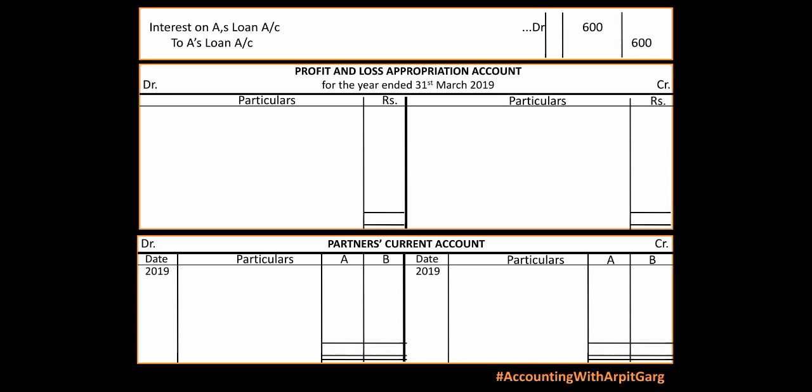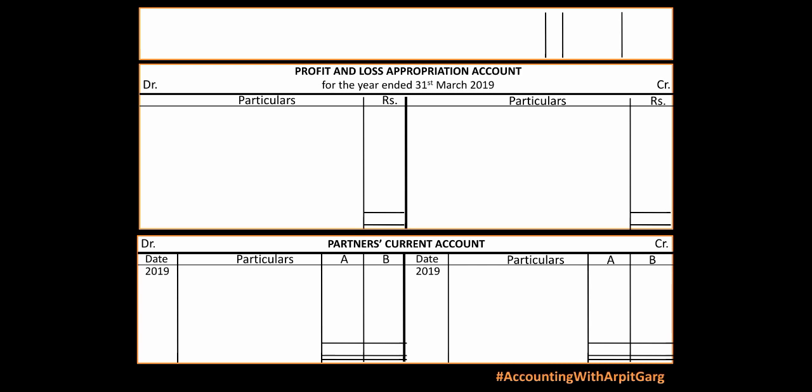Next, as interest on A's loan account is of nominal nature, it will be transferred to profit and loss account, being charged against profit. So our next entry is profit and loss account debit to interest on A's loan. Then we can see that our net profit was rupees 75,000, but after charging interest on loan it will be reduced by rupees 600 and will come down to rupees 74,400.